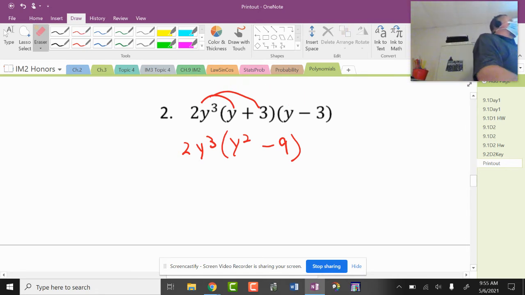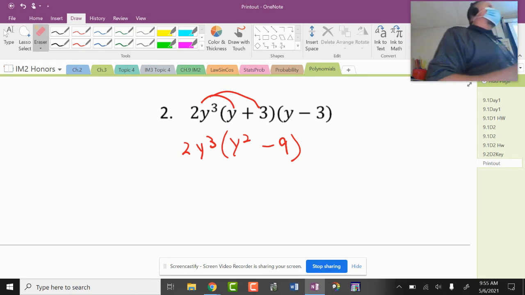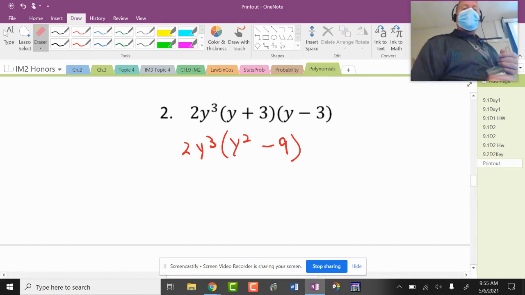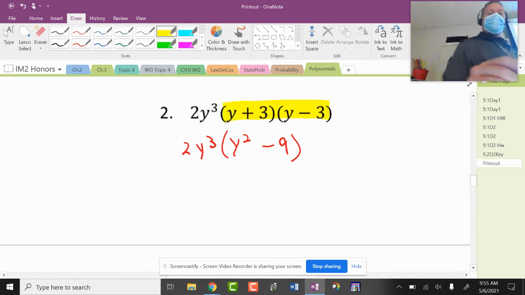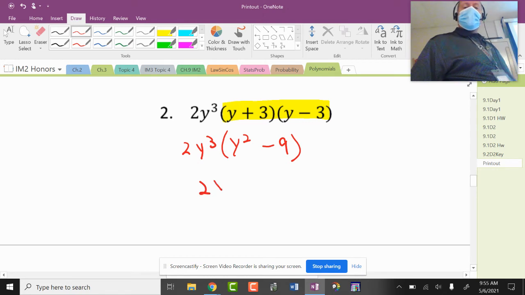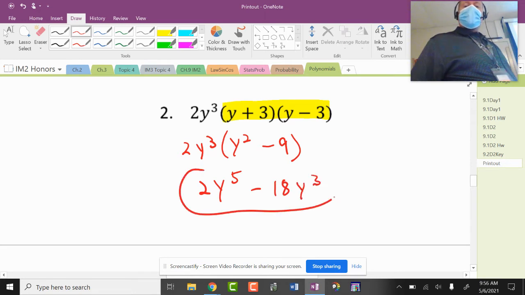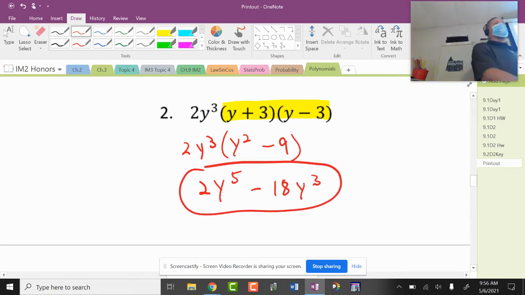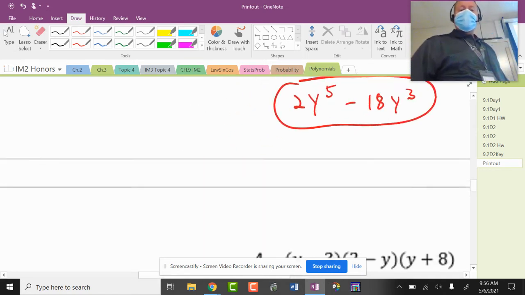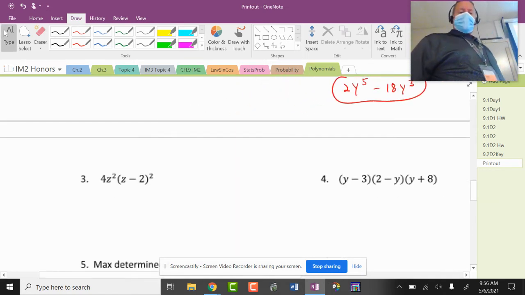You'd only distribute to one set of parentheses. You'd multiply the first times the second, and then take that answer times y minus 3. So that's another problem with distributing when you have a couple sets of parentheses. It would only go through this one if you decided that route. But the smart route is to do this first, and then go ahead and distribute. All right, so distributing 2y to the fifth minus 2 times 9 is 18. Absolutely. Next week, this is a perfect factor completely question. Absolutely. All right.